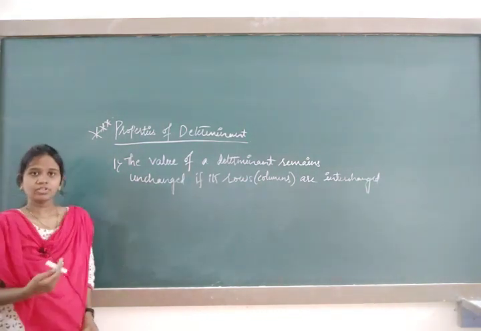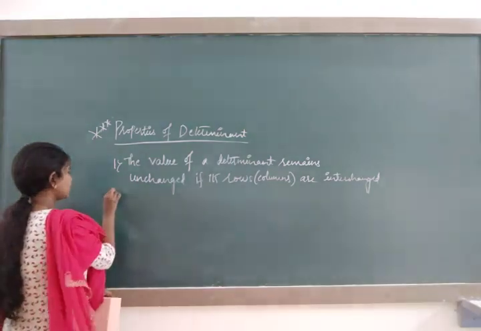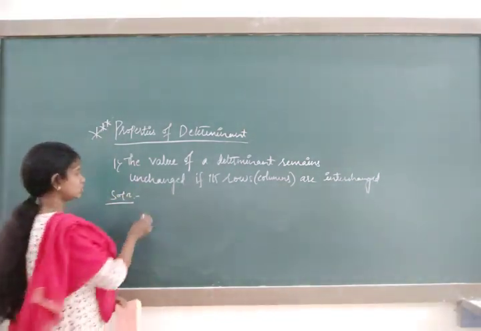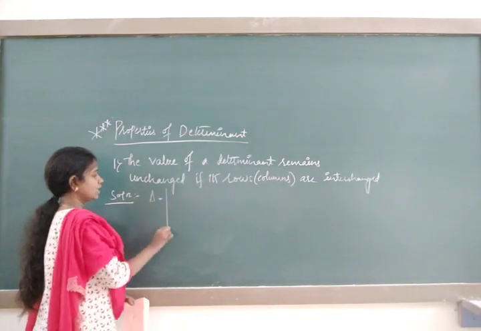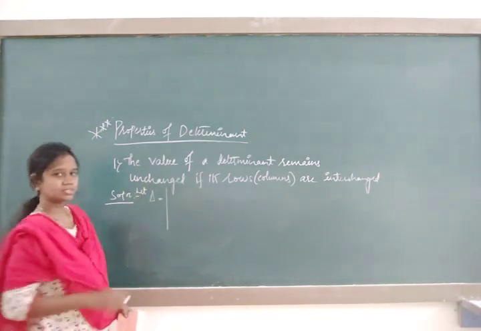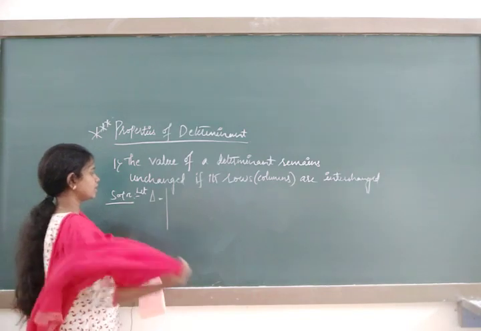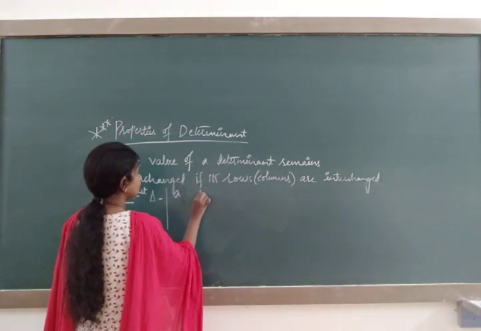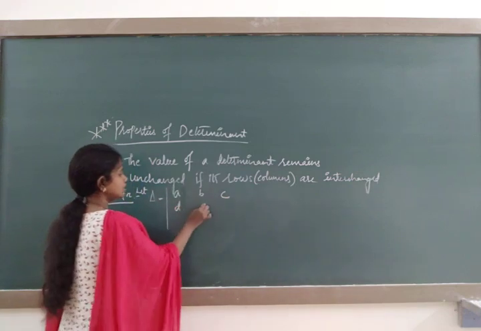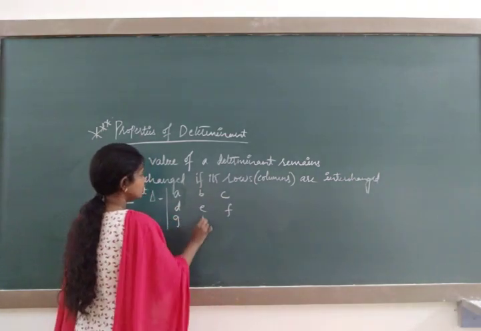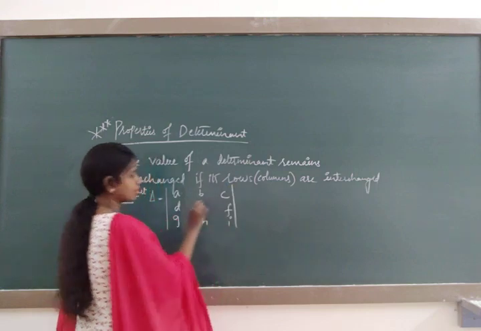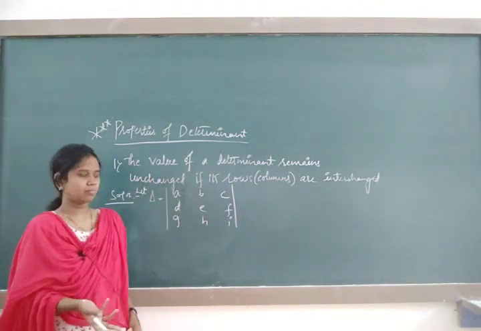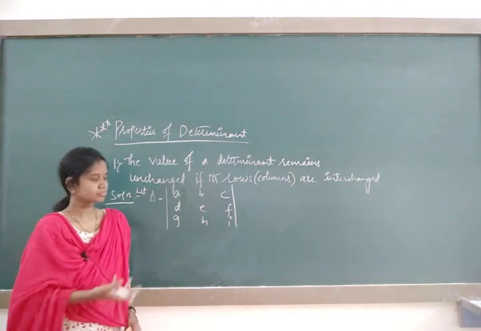So first of all, for this property we will assume a determinant, and we said that the determinant is denoted by delta also. Let this be our assumption. One of the determinants I will take. So this is A1, sorry, better you take A, B, C. This is D, E, F, and this is G, H, I. I will prefer 3 cross 3. If you want, you can prefer the 2 cross 2 determinant also.